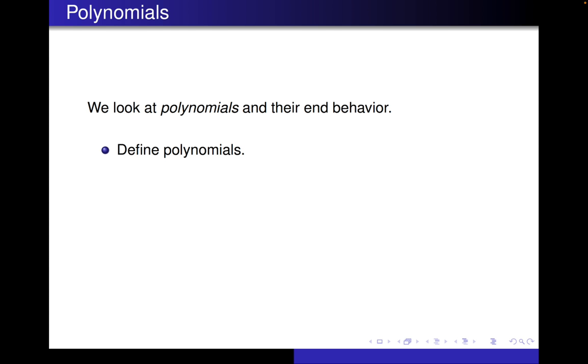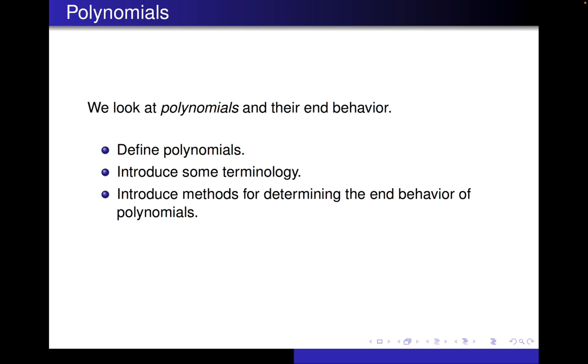Now that we have an understanding of how power functions behave, we're going to start looking at a different kind of functions called polynomials. In particular, we're going to look at their end behavior as well. First, we're going to define what polynomials are. We're going to introduce some terminology that'll make it a little easier to talk about polynomials. And then we're going to introduce some methods for looking at the end behavior of polynomials, and we're going to apply these methods to an example.